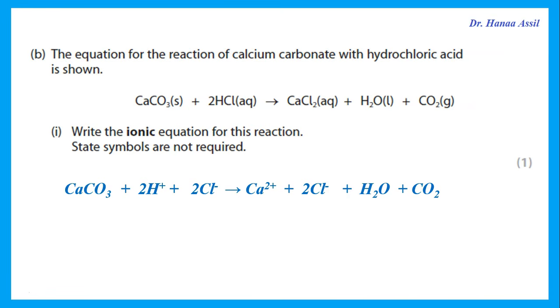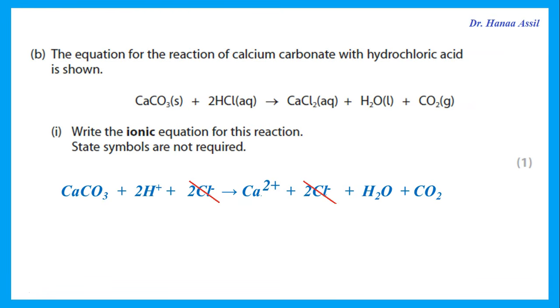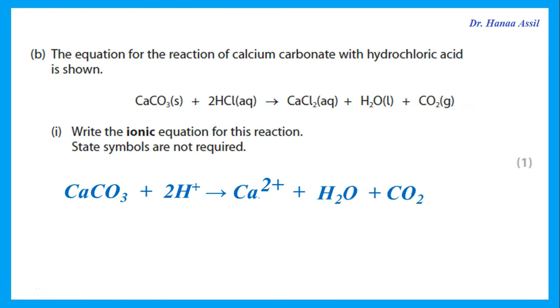And then we look at the equation and we cancel whatever is the same on both sides of the arrow. So in this case, we have chlorides on both sides of the arrow, and what we're left with is the ionic equation: calcium carbonate plus 2H+ to give calcium 2+, water plus CO2.